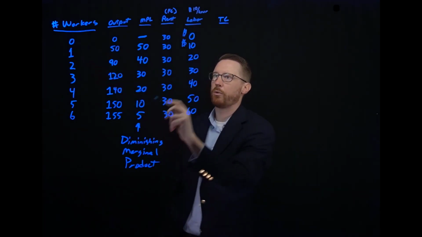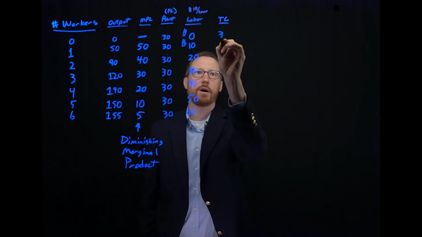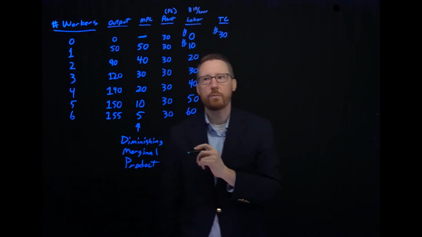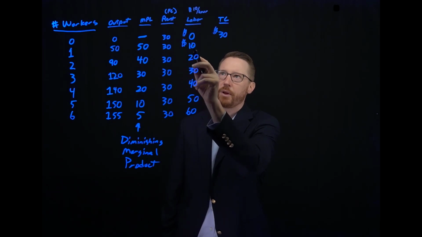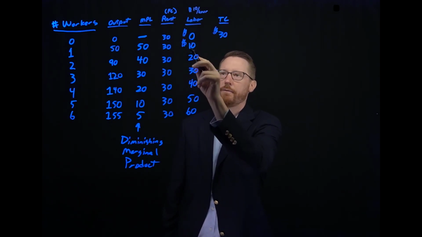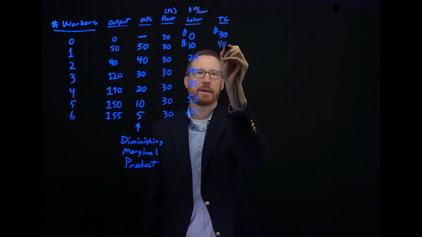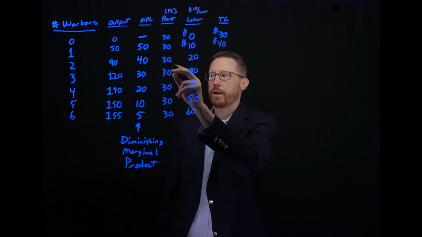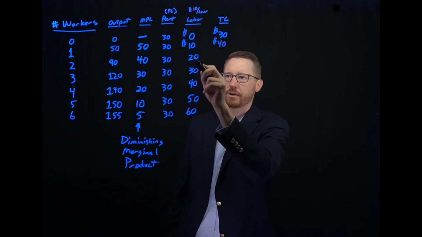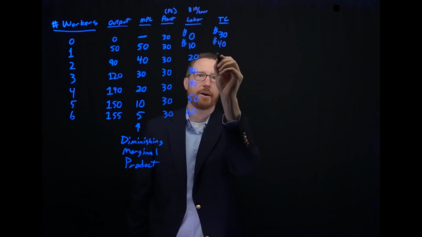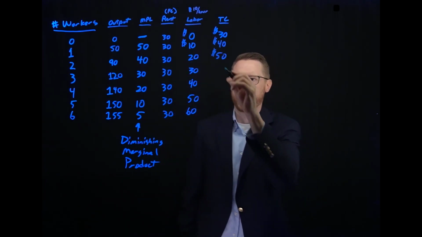So if the firm has 0 workers, their total cost is the $30 of rent plus $0 in labor, or $30. When they hire the first worker, they've still got to pay rent of $30, plus now they have this $10 of variable cost, or in our example, labor cost. So now what's their total cost? It's $40. What if they're hiring 2 workers? Well, still have rent of $30 plus labor cost for 2 workers of $20 means now their total cost is $50.